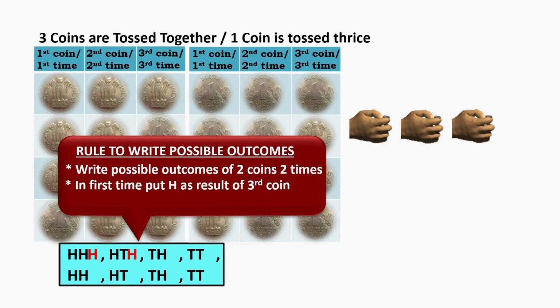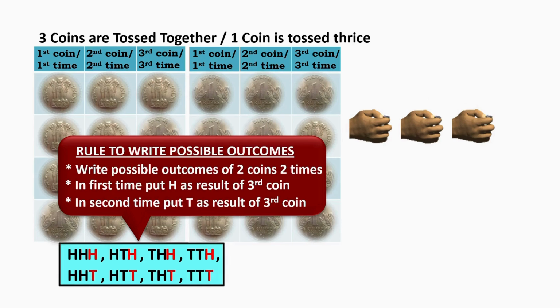The third coin's outcome will be head or tail. In the first case, write head in all the combinations, and in the next set, we have to put tail as the result of the third coin. So we got head-head-head, head-head-tail, and so on up to tail-tail-tail. So these are the 8 outcomes.